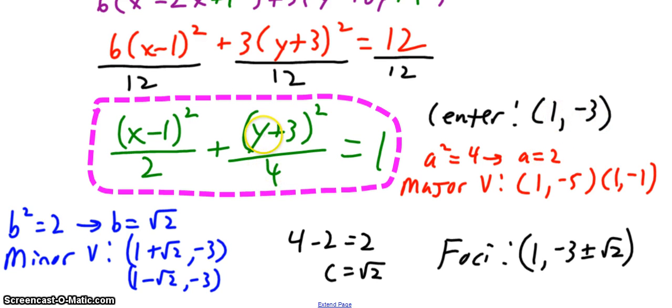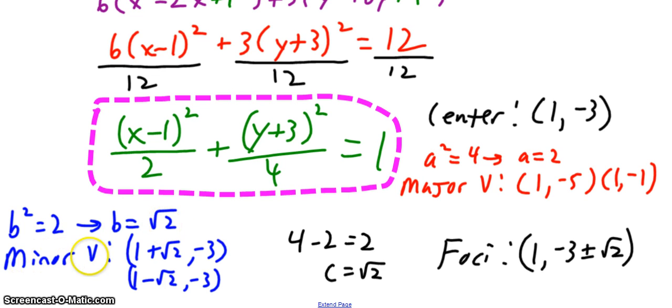Here, the larger number is under the y's, so that is my a squared, which is 4, so therefore a is 2. So the major vertices are going to be 1, which is the x value of the center, and then the y value of the center plus 2 and minus 2. So I'm going to get 1, negative 5, and 1, negative 1. The number under the x's is 2, so that is b squared. So b is the square root of 2. I know it's not a nice number.